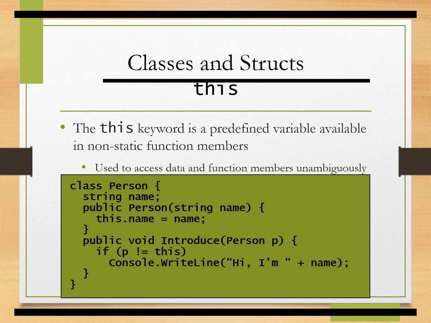What is the use of the this keyword? The this keyword is a predefined variable available in non-static function members. Non-static function members use it to access a particular instance, which is used to access data, functions and members. Class Person is the class. String name. This name refers to the field name. So p is equal to this. So Console.WriteLine, "Hi, I am" plus your name.